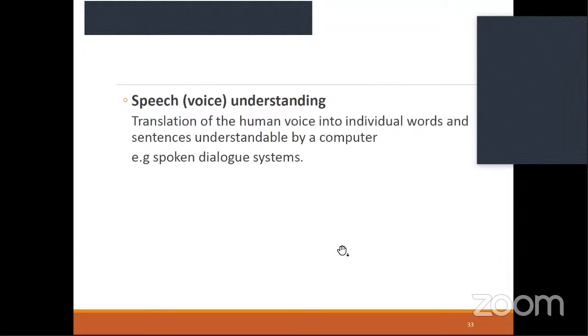One more application of AI is speech understanding. It is the translation of human voice into individual words and sentences understandable by a computer. So what it exactly means is, we normally have inquiry assistants in hospitals, airports, or railway stations. You have an inquiry counter, you go there, you put an inquiry to the human, the human understands, and then he replies back. These are being replaced by computers. You'll go to the inquiry counter, but you will not know whether there's a computer inside or a human inside. You will make an inquiry.